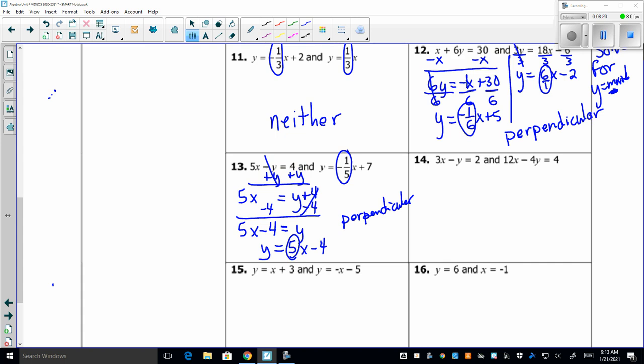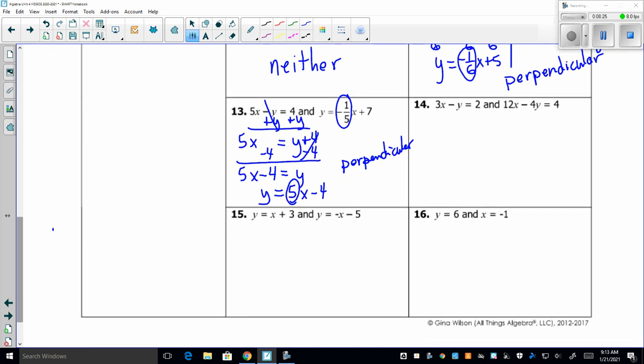I want to skip the next one for now, and I want to do 15 and 16 before we run out of time. So right now, in front of x, I see an invisible 1. It's a positive 1. To make it look like a fraction, I would put a 1 underneath it and have 1 over 1. On the other side, I see a negative x. There's an invisible 1 in front of x. To make it look like a fraction, I would put it over 1. And if I flip the first fraction and change the sign, it becomes the slope of the second line. So therefore, flip the fraction, change the sign. These two lines are perpendicular to each other. So you had to see that there was an invisible 1 there in front of x.